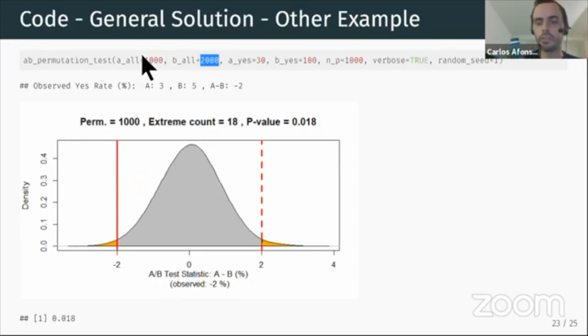It can happen, depending on what type of problem you have, that you may end up with different numbers of subjects in the groups. So what is the yes rate for A? It is 30 divided by 1,000, which is 3%. And what's the yes rate for B? It is 100 divided by 2,000, which is 5%. And what's the test statistic? Again, defined the same as A minus B, it is 3 minus 5, which is minus 2%. So the observed difference here is minus 2%.